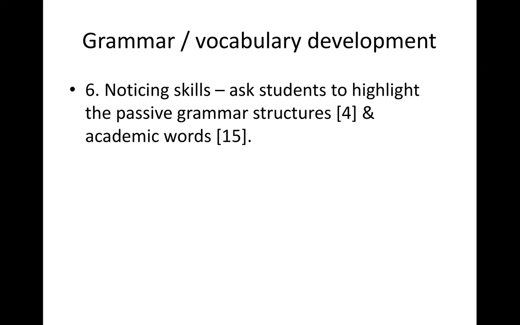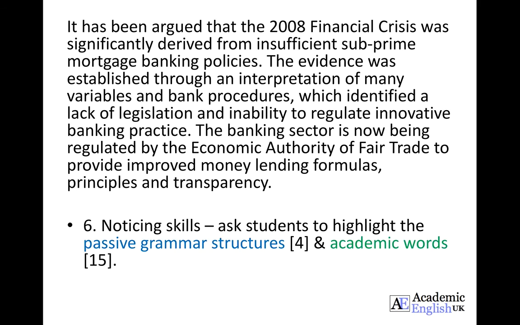Another important part of a dictogloss is that we can look at the grammar and the vocabulary. So this is called noticing, and I'd like you to go back to the text and highlight 4 passive grammar structures and 15 academic words. So here's the text again. So perhaps in different colours, I'd like you to highlight the grammar structures, the passive ones, there's 4 of them, and 15 academic words, or what you understand could be an academic word. And these words come from the academic word list, sublist 1.